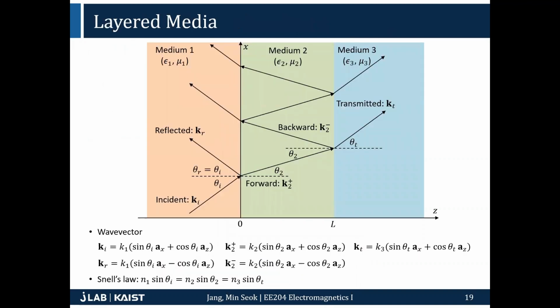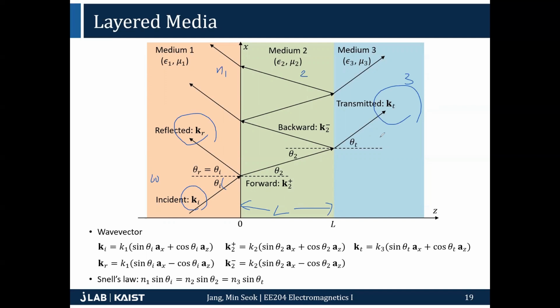And the final topic, I don't think I want to do this today, but I just want to explain what we are gonna do as a final content of this lecture, which is the layered media. As I said, we have material 1, material 2, material 3, and then material 2 has thickness L. And we know the incidence angle and the incident omega. Then what will be the reflection and the transmission?